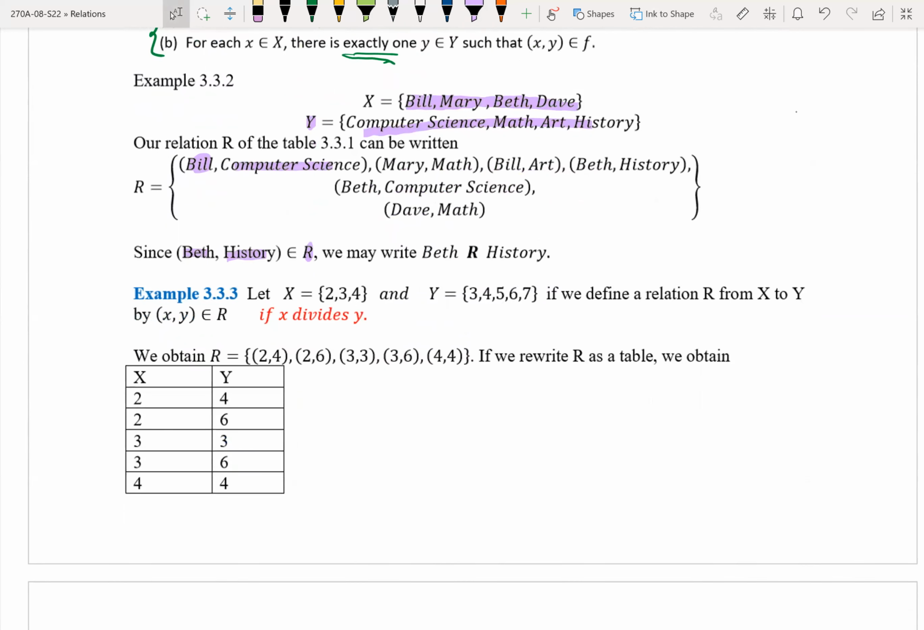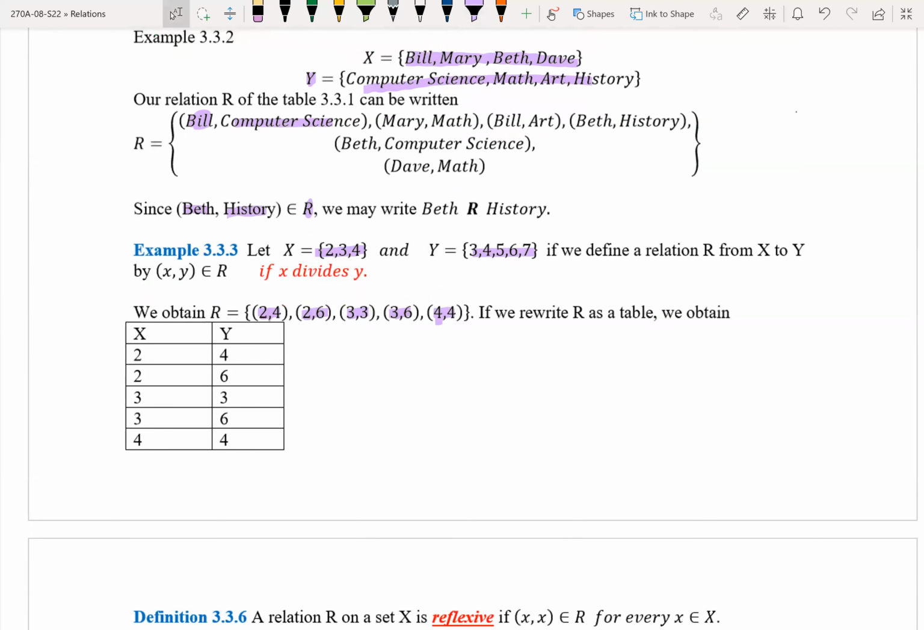Now a very simple example with numbers. If your X's, or the first components, are 2, 3, 4, and the second components, or the codomain, are 3, 4, 5, 6, 7, then you can define one relation. So X and Y are related by this example. Like 2 is related to 4, 2 is related to 6, 3 is related to 3, 3 is related to 6. And you see, repetition doesn't matter. For a relation, we have no condition. It's more general than what we call a function. Or 4 is related to 4.